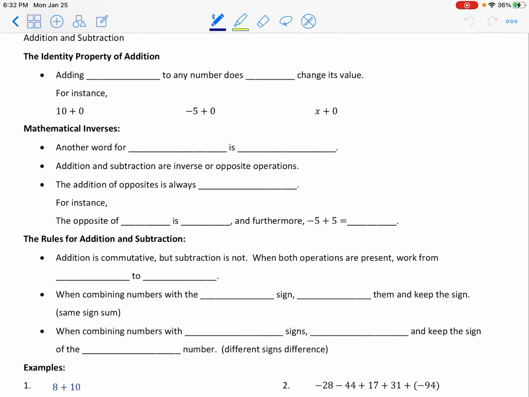So first and foremost, we're going to cover some properties, some vocab, some rules, and then we'll get right into the addition and subtraction. So adding 0 is one of the first properties we're going to talk about.